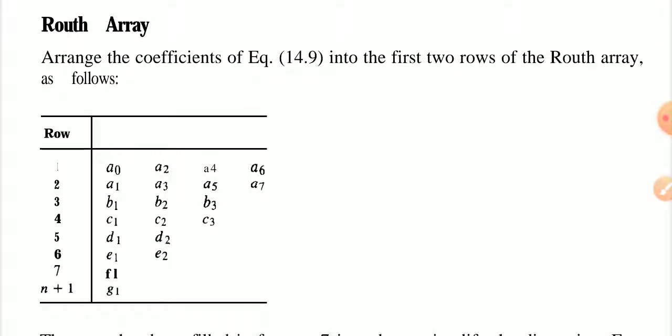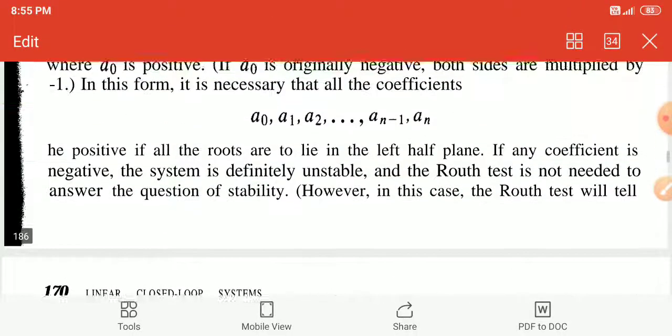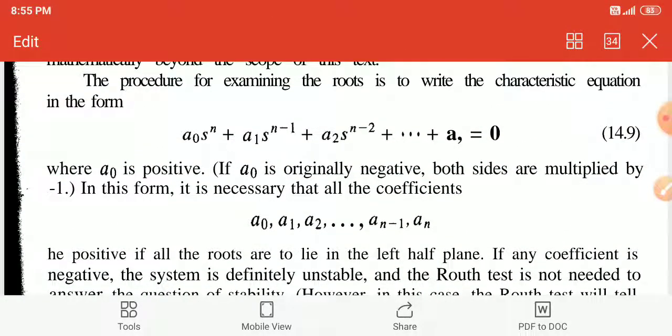Arrange the coefficients of equation 14.9 above. This one: A0 s raised to n plus A1 s raised to n minus 1 plus A2 s raised to n minus 2 plus and so on, is equal to 0. Here A0 is positive; if A0 is originally negative, both sides are multiplied by minus 1. It is necessary that all these coefficients, A0, A1, A2 up to an, are positive.